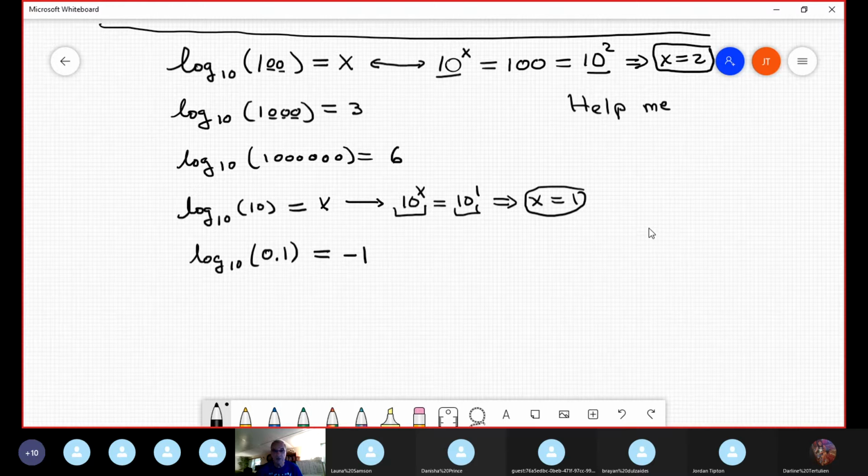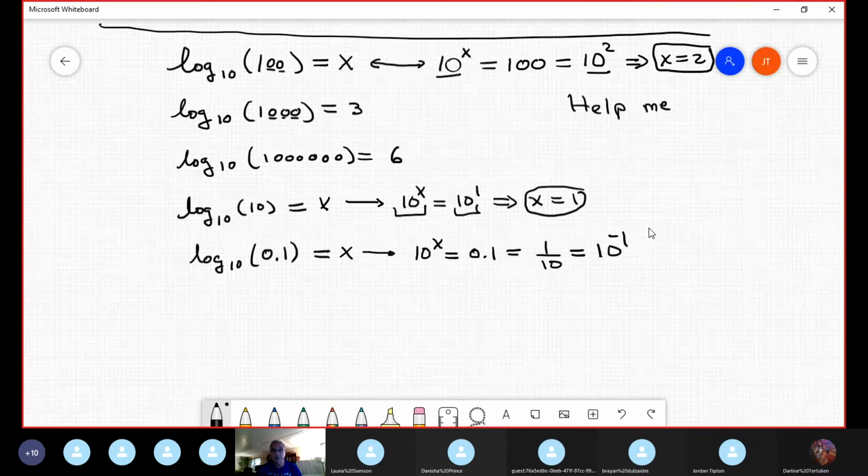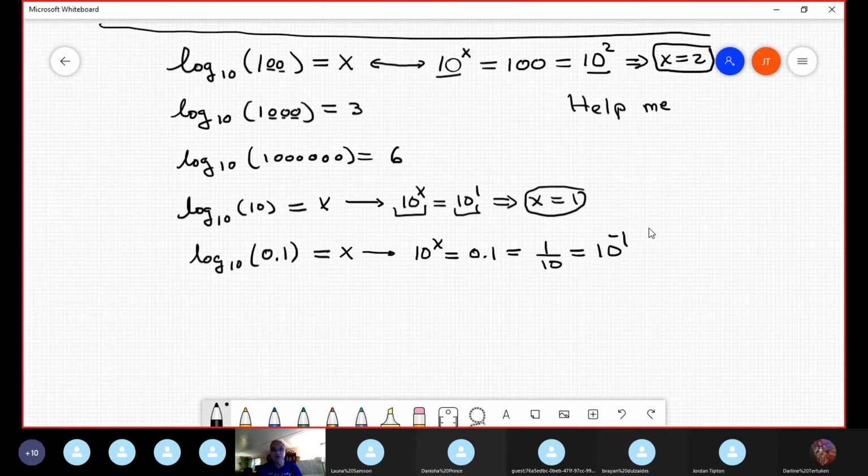Why? I don't understand very well. Why -1? Because, again, I put x because I have no idea. I convert to exponential. 10 to the x is equal to 0.1. But 0.1, I know as a fraction, is 1/10. And 1/10, the reciprocal, is 10 to the -1. Remember, raised to the -1 is the reciprocal, flip it. Therefore, we have two exponentials with the same exponent, x equals -1.